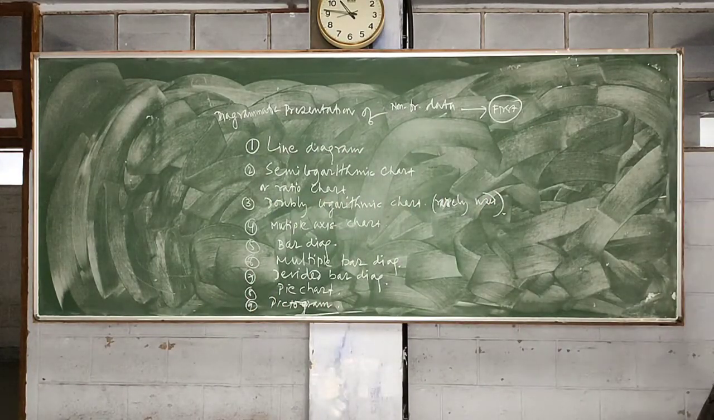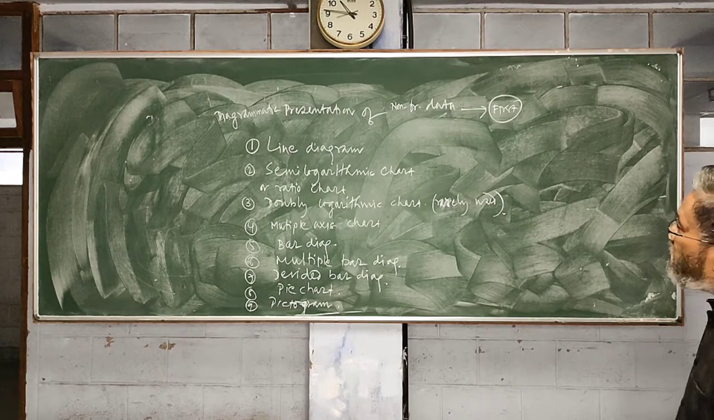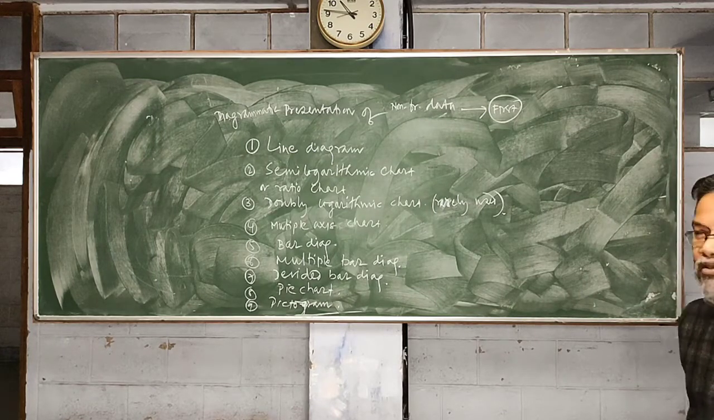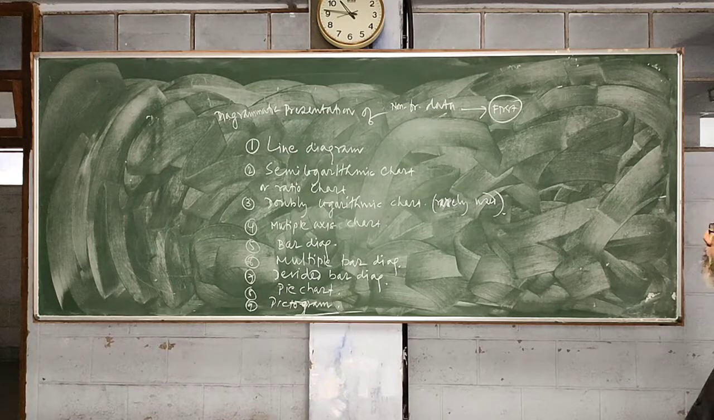So what are the types of diagram? We see the line diagram, semi-logarithmic chart or ratio chart, logarithmic chart, rarely used, multiple axis chart, sometimes multiple line diagrams are also used, bar diagram, multiple bar diagram as multiple line diagrams are also possible, divided bar diagram, pie chart and pictogram.